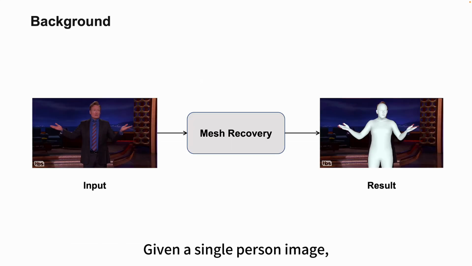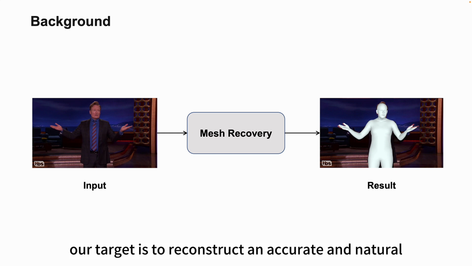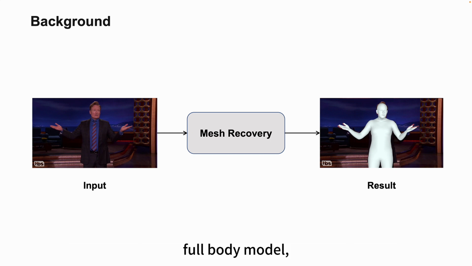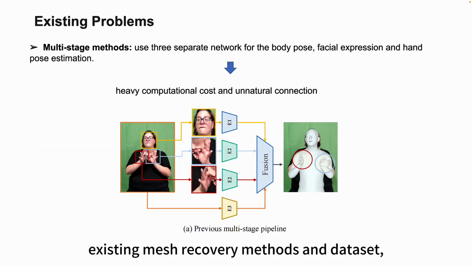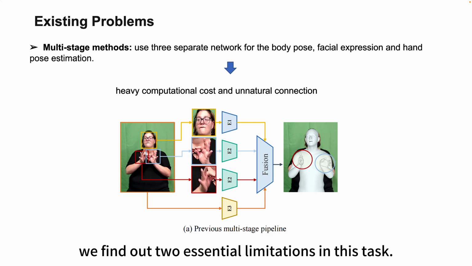Given a single-person image, our target is to reconstruct an accurate and natural full-body model, including body pose and shape, facial expression, and hand gesture. By revisiting existing mesh recovery methods and dataset, we find out 2 essential limitations in this task.